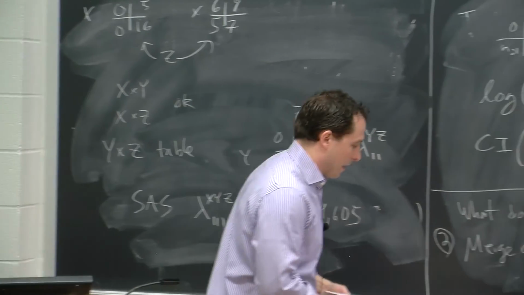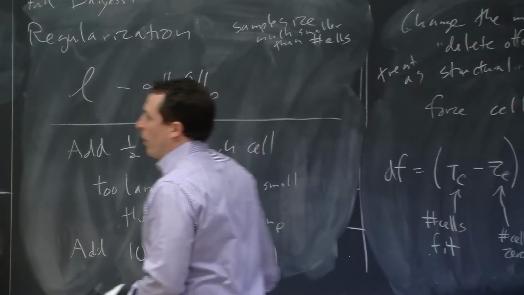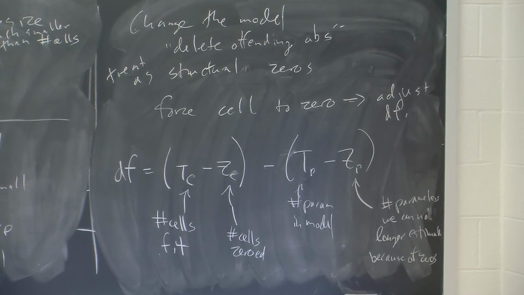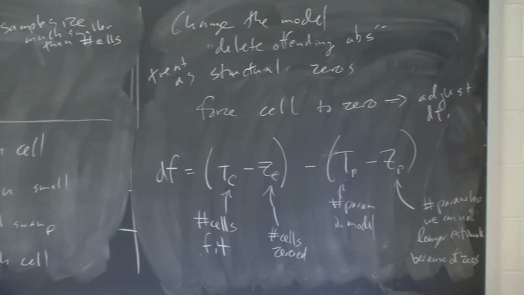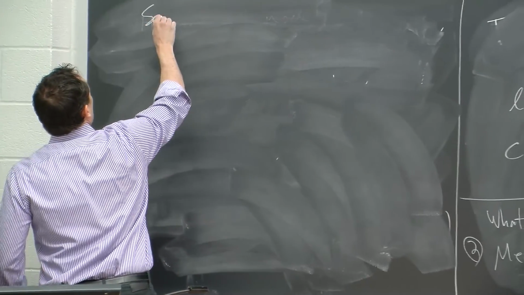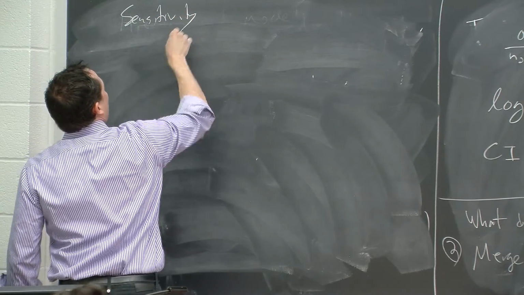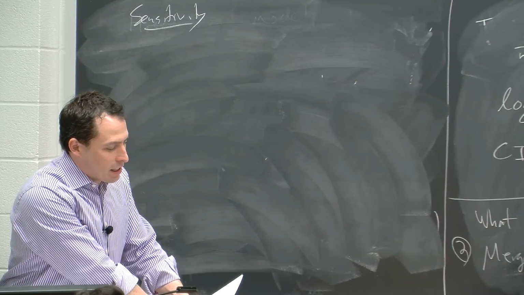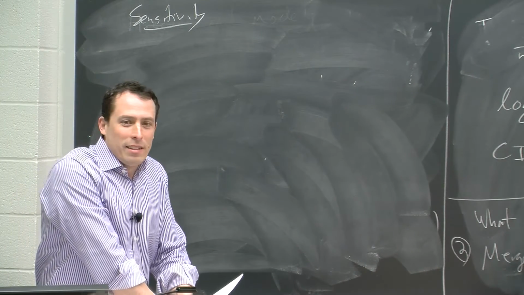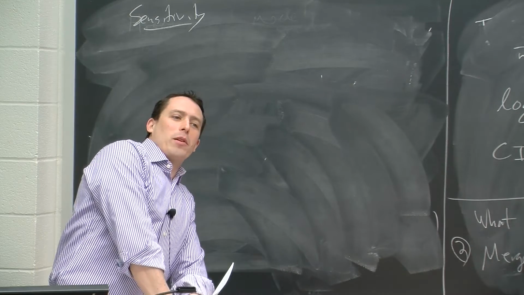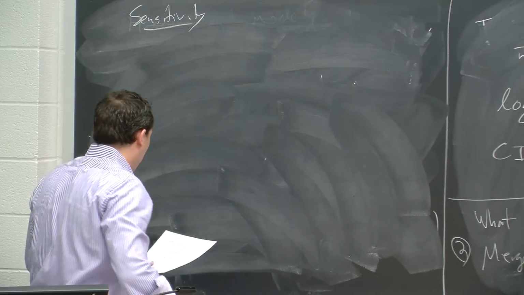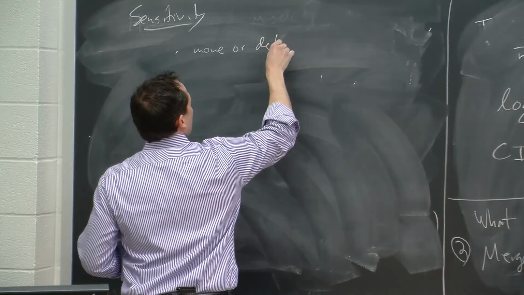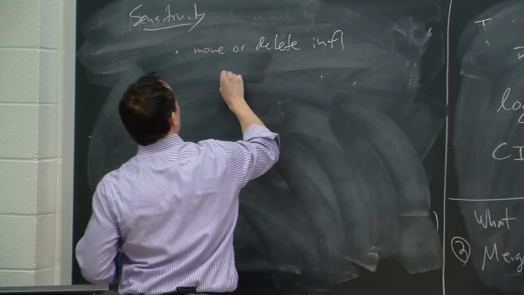Of course, the big picture is that if you want to make sure that your analysis is robust, given that you have so many choices, you should do some kind of sensitivity analysis. Sensitivity means essentially try all these things and see if they all give you the same answer. If they do, you're probably okay. If they give you different answers, you should think about it a little bit. You can move or delete influential observations.